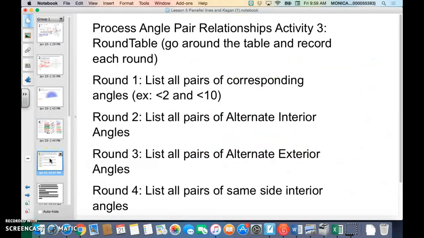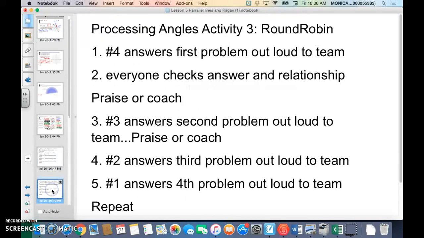So to practice this, we've got a couple of activities that we did in class. First of all, activity 3, which is roundtable. So we listed all the pairs of corresponding angles first. Then we looked at a picture and listed all the alternate interior angles, alternate exterior angles, and then the last 4 we list all the pairs of same side interior angles and then checked our answers. So you'll want to get that activity for me.